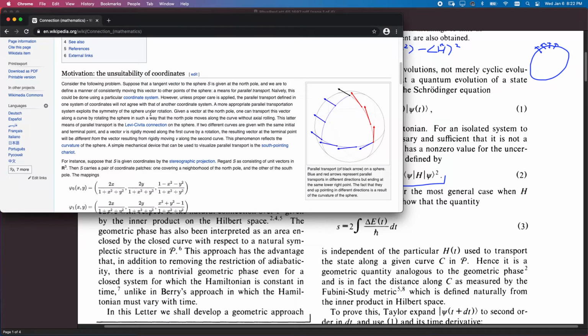Wow, okay. Parallel transport of a black arrow on a sphere. Blue and red arrows represent parallel transports in different directions, but ending at the same lower right point. The fact that they end up pointing in different directions is a result of the curvature of the sphere. Oh, I see. So if I transport this way and back here, or this way, I get different directions.